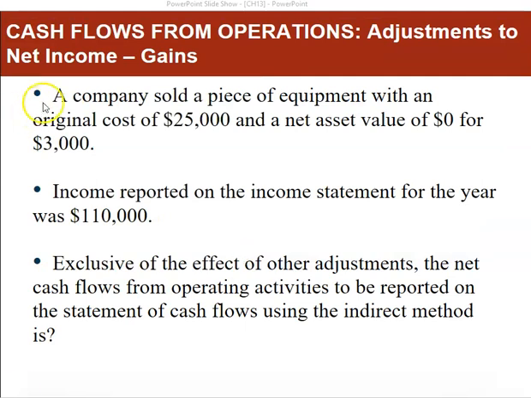What else do we have? Cash flows from operations, adjustments to net income, gains. Okay, very good. A company sold a piece of equipment with an original cost of $25,000 and a net asset value of 0 for $3,000. Okay, so what we're talking about here is we paid $25,000, but we fully depreciated the item. I don't like this terminology here, net asset value. I would rather this say net book value of $0. We sold it for $3,000.